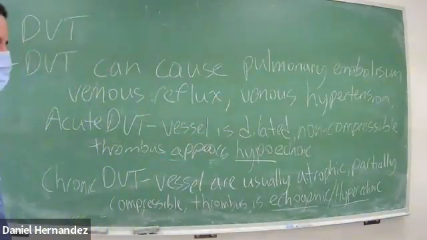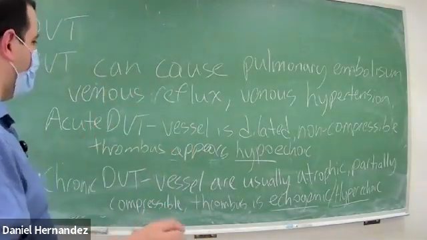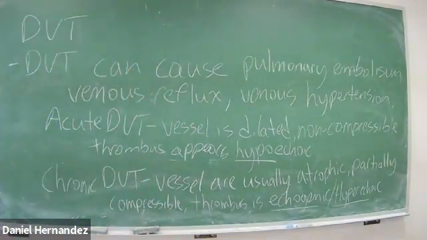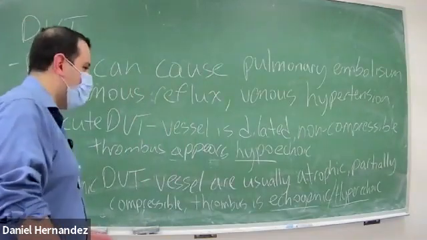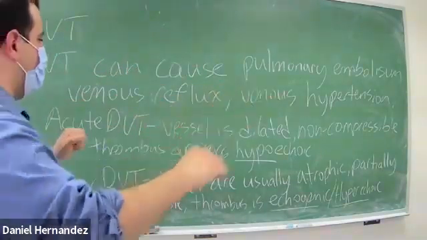The chronic DVT, you can usually compress the vein out almost completely, but depending on how much scarring within that vessel there is, it still may be not fully compressible. So that chronic DVT is going to look like linear echogenic hyperechoic echoes within the vessel.